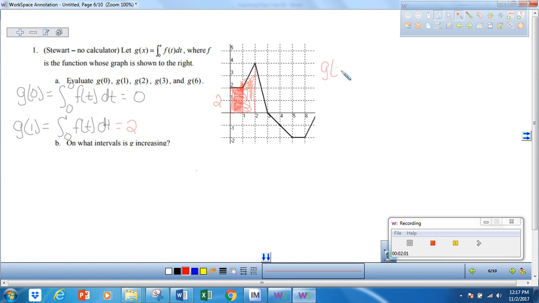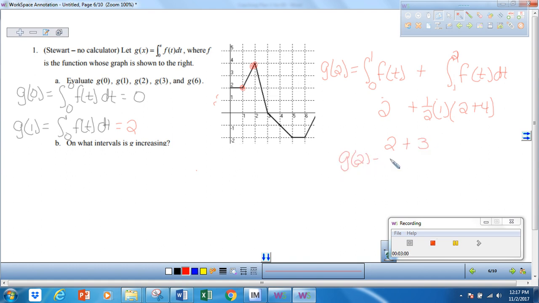So I can say g of 2 is equal to the integral from 0 to 1 plus the integral from 1 to 2. Okay? And we already know the integral from 0 to 1 is 2. Then to find the integral from 1 to 2, that is a trapezoid. So that would be 1/2 times the height. The height of that trapezoid is 1. This would be base 1, and that would be base 2. So that would be 2 plus 4. So g of 2 is going to be 2 plus 3. G of 2 is equal to 5.